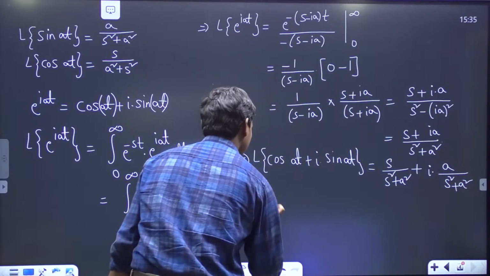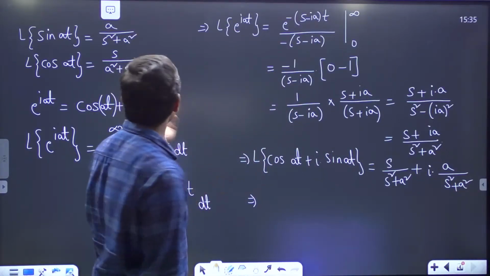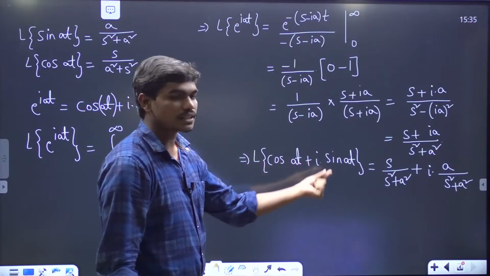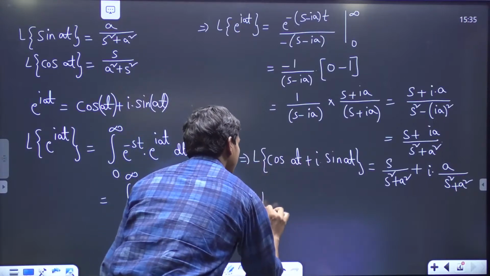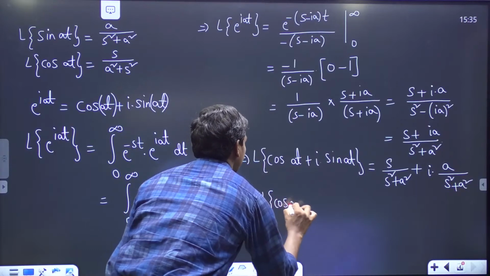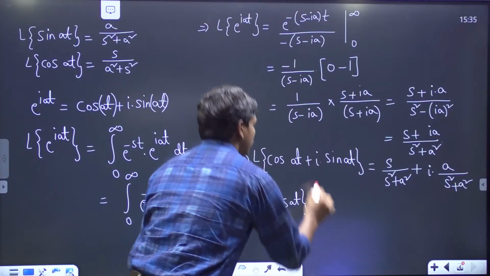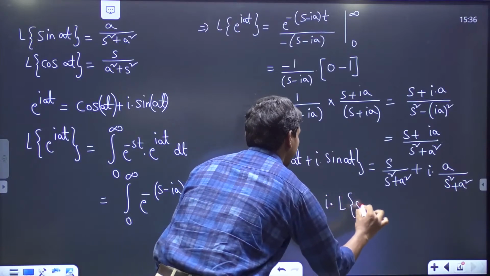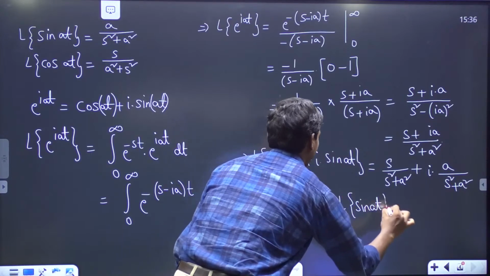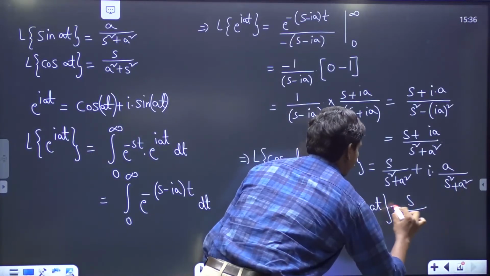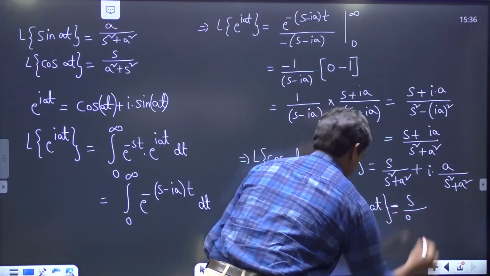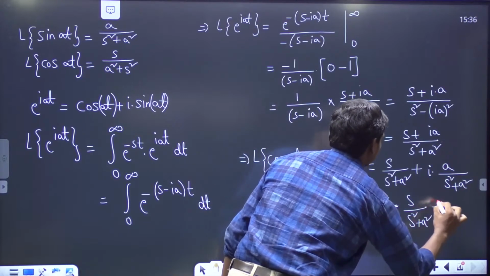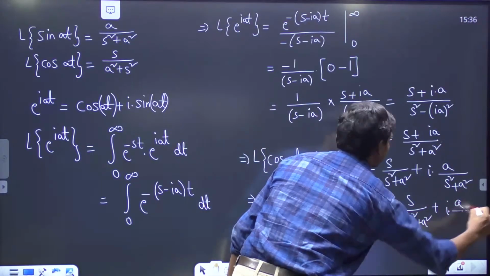So now this implies, since this is a Laplace transform, and Laplace transform is nothing but an integration, you can split this integration at all plus and minus signs. So the Laplace transform of cos at plus, this i is a numerical constant, so i into the Laplace transform of sin at is equal to s by s square plus a square plus i into a by s square plus a square.